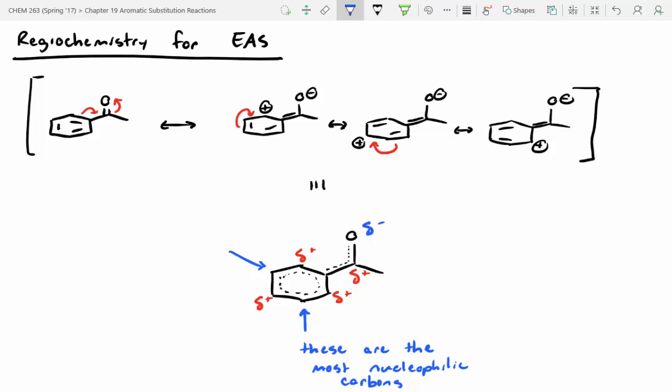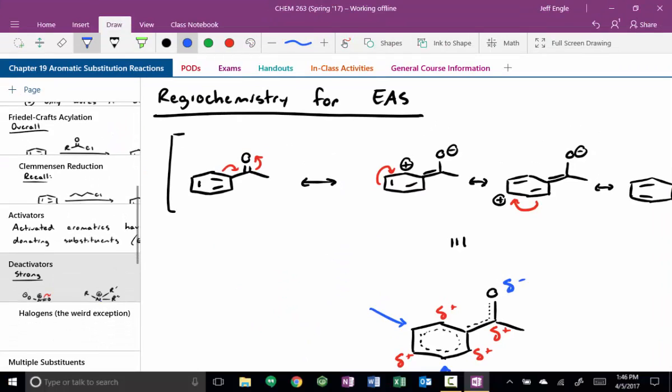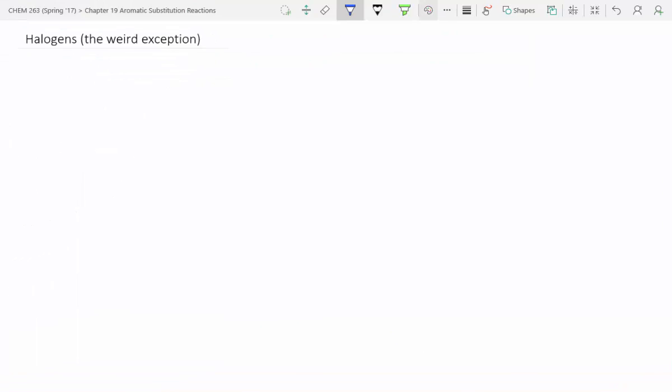All right, there is one weird exception, just like with most chemistry. And this involves halogens. So let's say we've got a halogen on here. I'm going to abbreviate this halogen as X. This could be fluorine, bromine, you name it. Do you think this is going to be an activator or a deactivator? Is it donating electron density or is it pulling it out of the ring? Pulling it out. Oh, this is tricky. I don't think it's immediately clear, right?